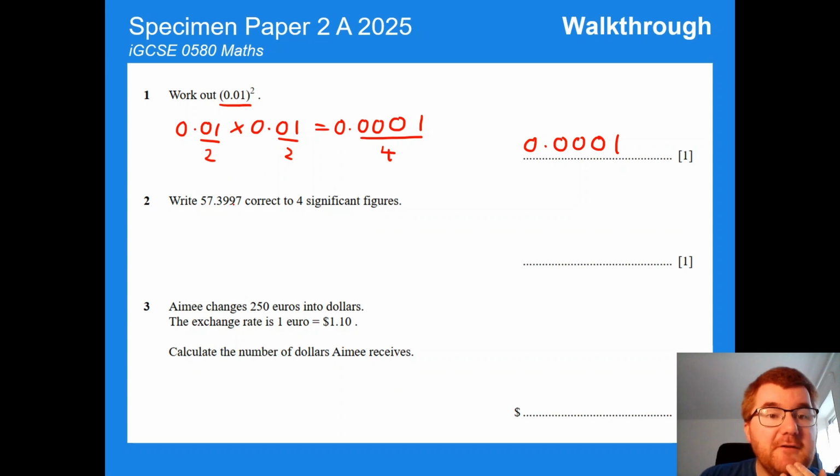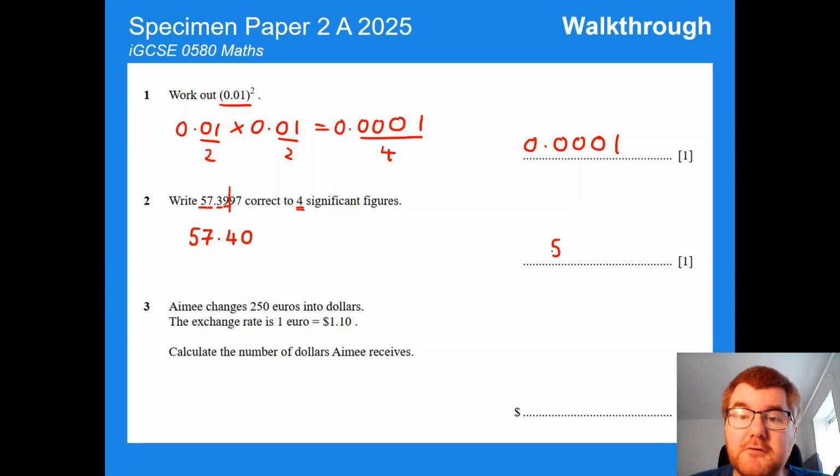Now we've got some significant figures, so correct to 4 significant figures. So the way that we do this is we go first significant figure, second significant figure, third significant figure, and then we have the fourth significant figure. So we want to draw a line between this 9 and a 9. Now it's a slightly tricky question because remember the 9 rounds it up to 10. So what we're going to get here is 57.40. So we're bringing the 39 then to 40. And it's important, of course, to have that 0 there as well.